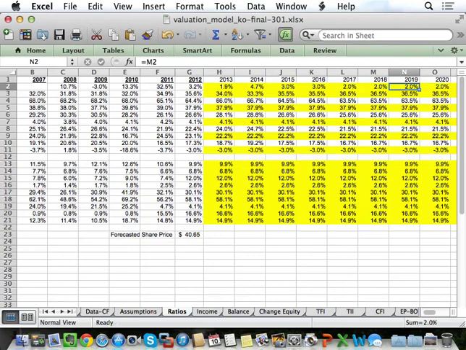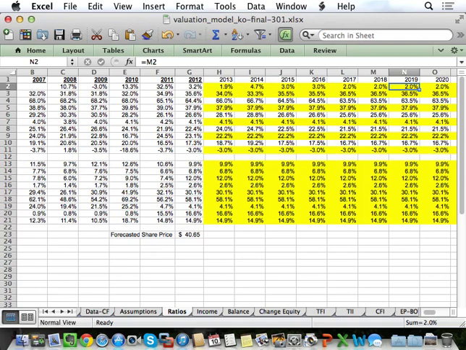So this is valuation number 2 that we'll have to do. The difference between the as-is and the final is, in the final valuation, I'm now going to enter the assumptions that I believe are reasonable. All right? So in the as-is, I'm trying to back into what I think the assumptions needed to be to justify the current share price.